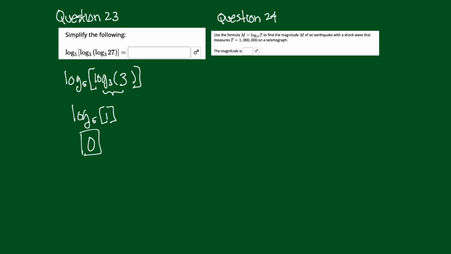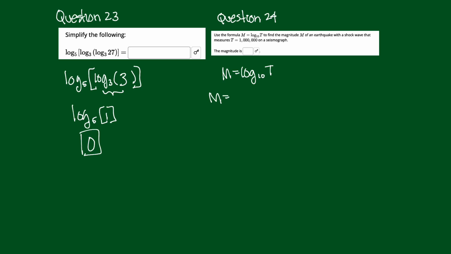24, we've got another earthquake problem again here. It says, use this formula that we've seen before to find the magnitude of an earthquake with a shock wave of, this time it's 1,000,000. Last time it was 1,000. So now I'm going to rewrite the equation here. M is equal to log base 10 of t, and I know that t is 1,000,000.